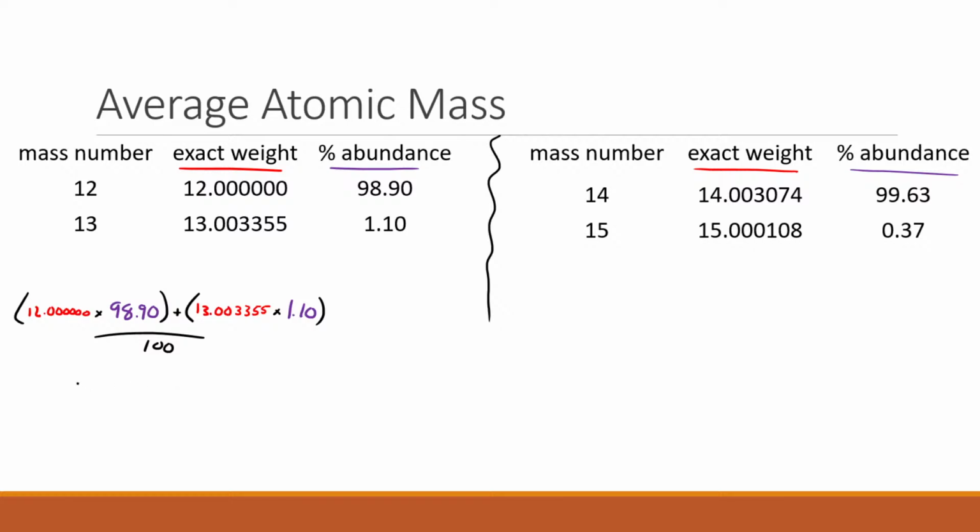Or I can take those same numbers, that exact mass, and this time instead of multiplying it by the percentage, I can make that percentage into a decimal, right? By moving the decimal point over twice. Right, 9890, and then do the same thing for the other side.